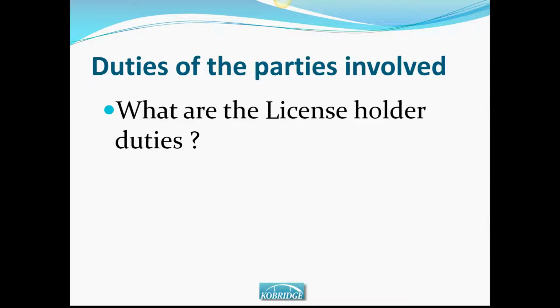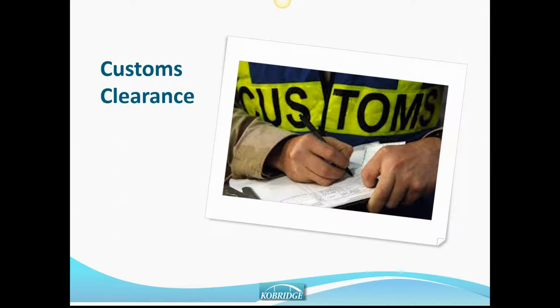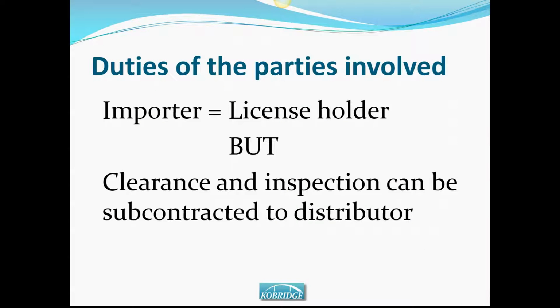The duties. So, what are the duties of the license holder? First one, most important, is the custom clearance. Usually, the license holder is responsible for the clearance when the product arrives in Korea. However, this clearance and the inspection can also be subcontracted to the distributor, which is often the case. This is more practical and it's usually better and smooth for everybody.